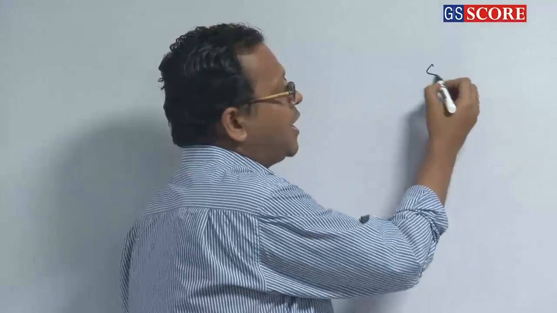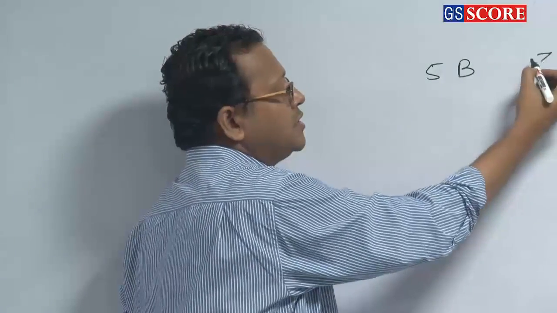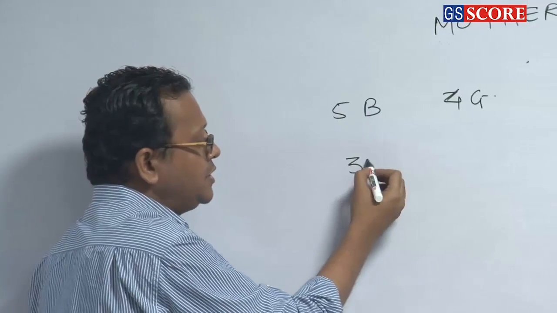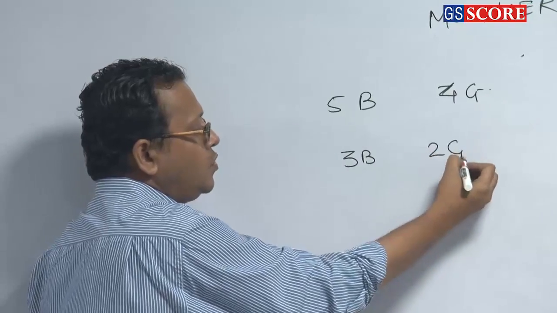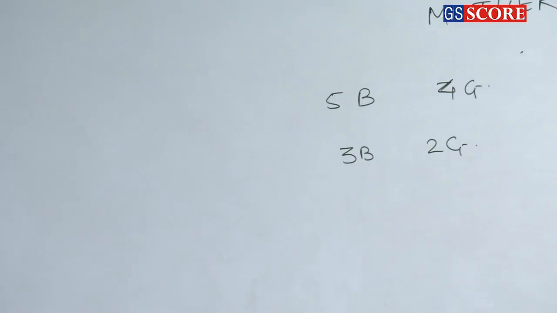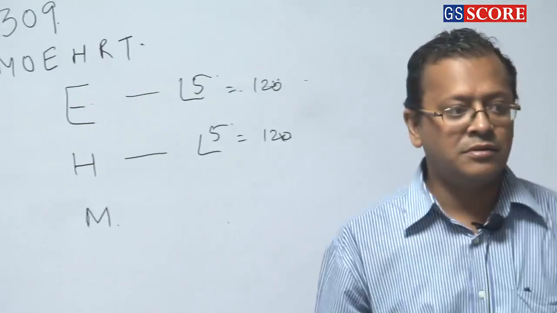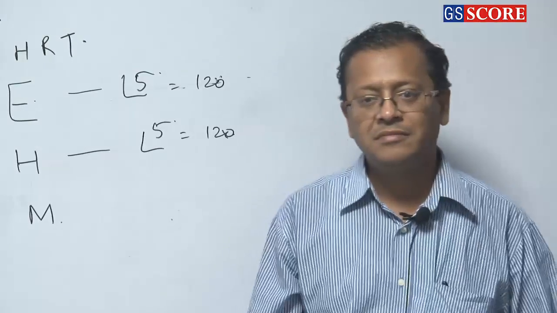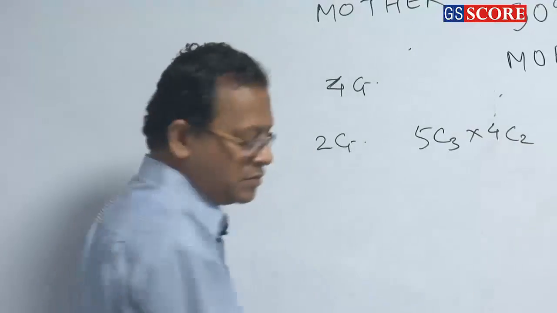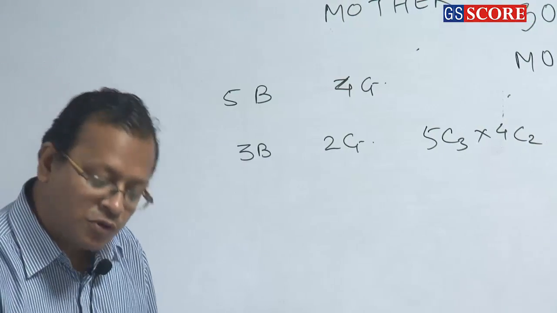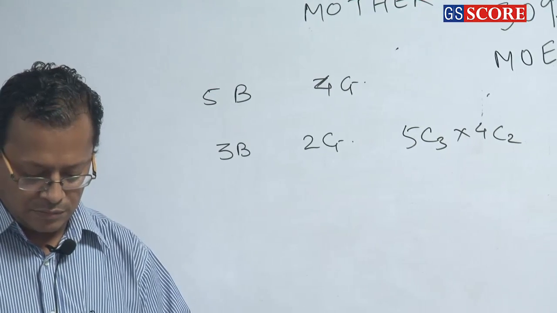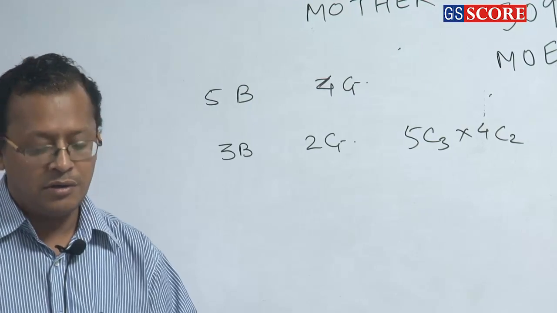if I say 5 boys and 4 girls are there, a committee of 3 boys and 2 girls has to be made. So in how many ways can this be done? 5C3 into 4C2. 5C3 into 4C2. Clear or not?